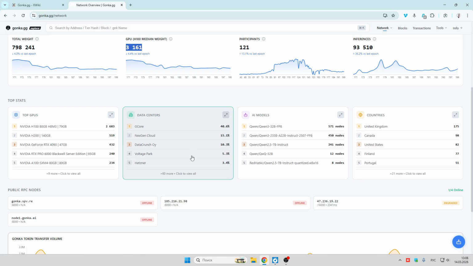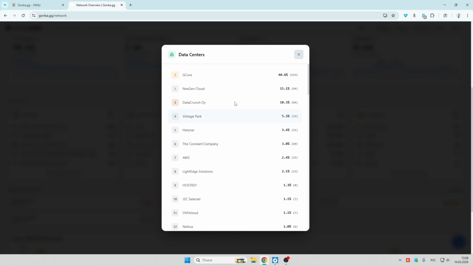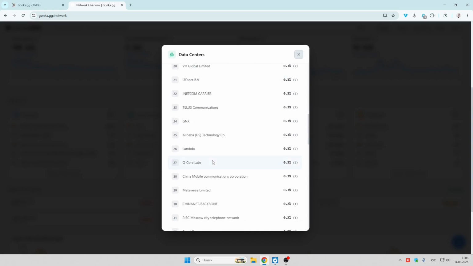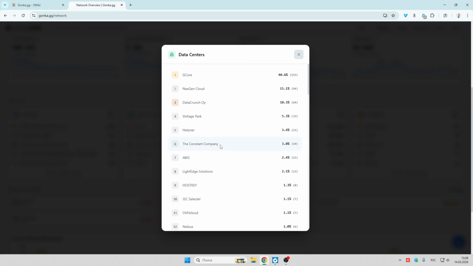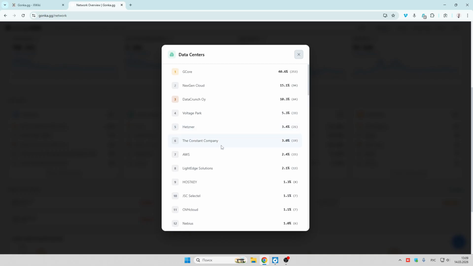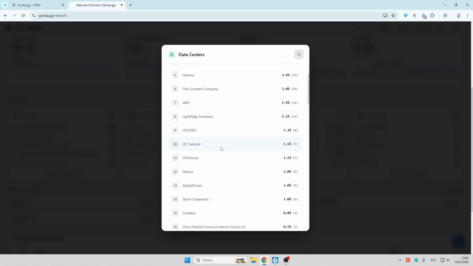The data center, this is probably interesting for those who want to mine. If we expand this, we can see where people are making purchases. The only thing to understand about the equipment is that it's not always what it seems. Other cards are bought in one place, while servers are ordered elsewhere. For example, with Hetzner, it seems they don't even have suitable GPUs, yet they still occupy 34% of the network, and G-Core also has a lot of this equipment.